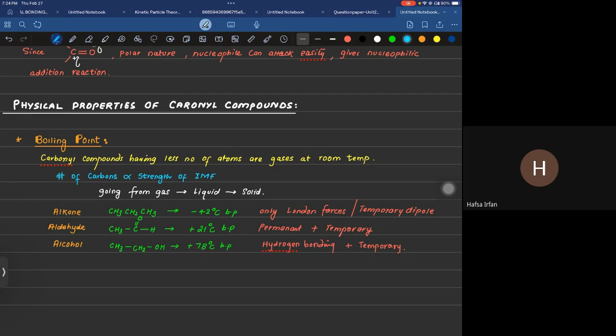So you have to see, when you are going to do a comparison between two molecules, what type of intermolecular forces of attraction they have basically.